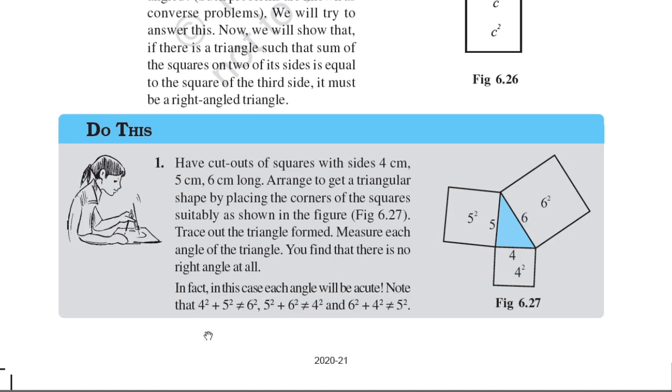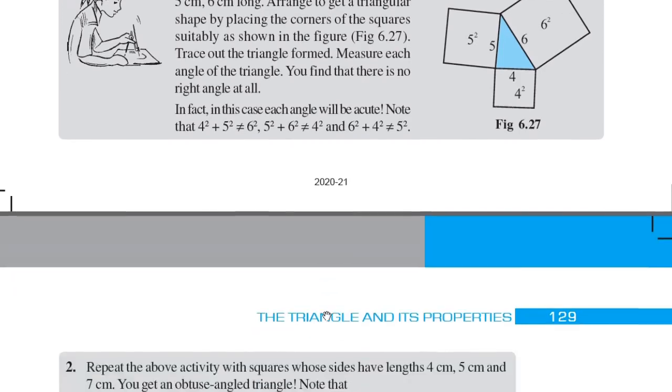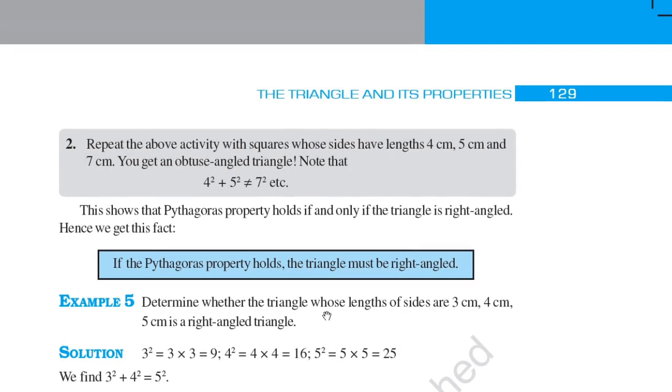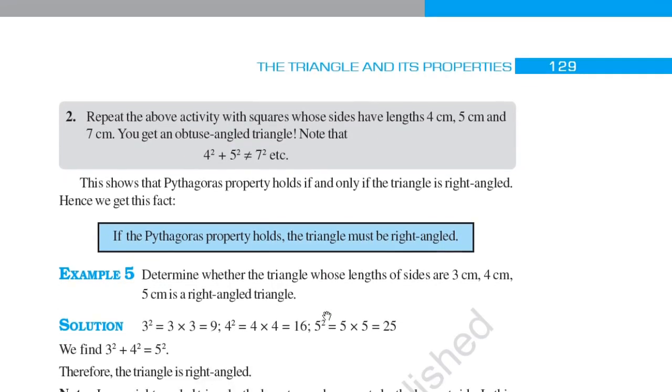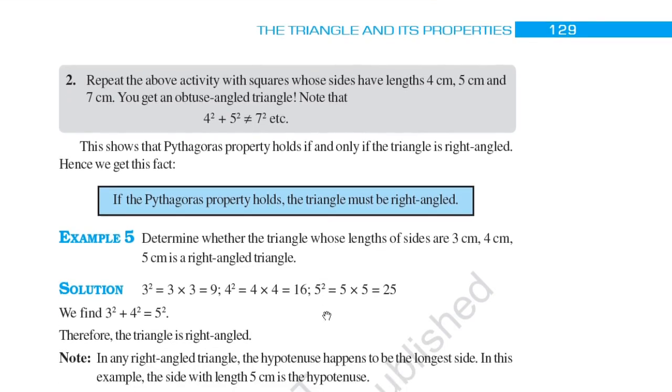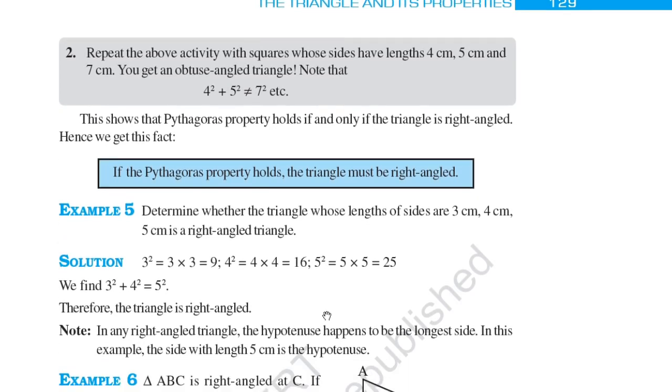Note that 4 square plus 5 square is not equal to 6 square, and 5 square plus 6 square is not equal to 4 square, and 6 square plus 4 square is not equal to 5 square. Second, repeat the above activity with squares whose sides have lengths 4, 5 and 7. You get an obtuse angle triangle. Note that 4 square plus 5 square is not equal to 7 square. This shows that the Pythagoras property holds if and only if the triangle is a right angle triangle. So always the Pythagoras theorem holds in a right angle triangle. If the Pythagoras property holds, the triangle must be right angled.